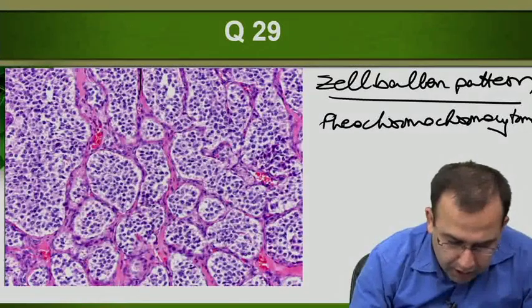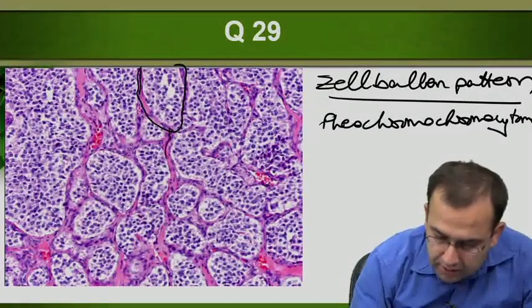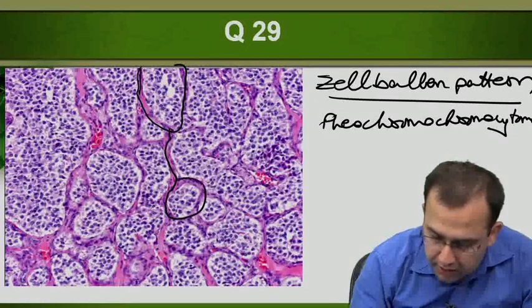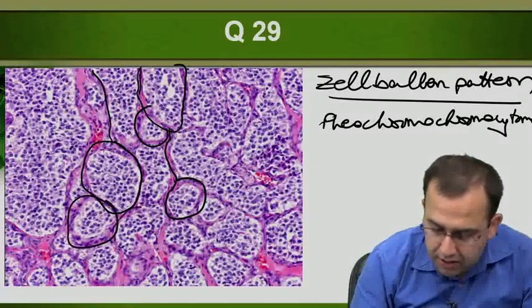clusters of polygonal cells surrounded by sustentacular cells. See, these are all the clusters which are being formed, a nest-like pattern. I'm not even concerned which cell is this.